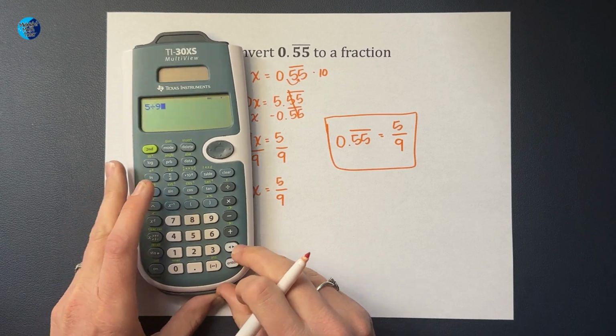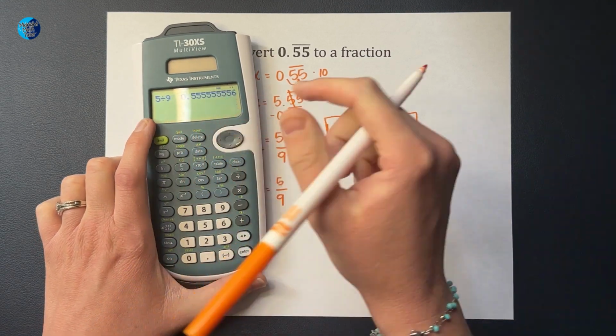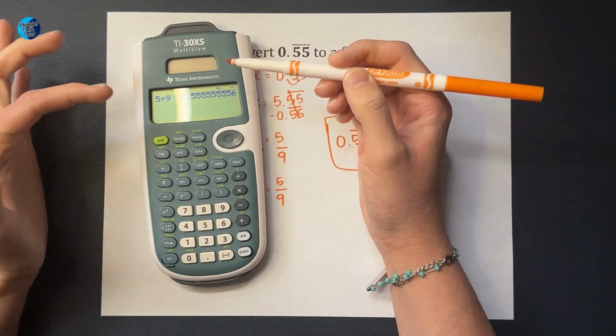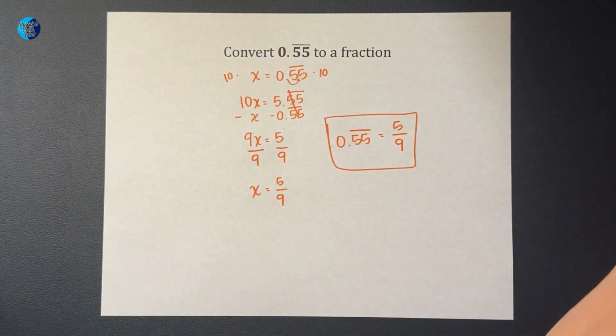Now, if you want to double check, pull out your calculator. We can go ahead and do 5 divided by 9. And we get 0.555, lots of 5s and then a 6. My calculator rounds it because it can't show the 5 going on forever. But this is 0.5 repeating.